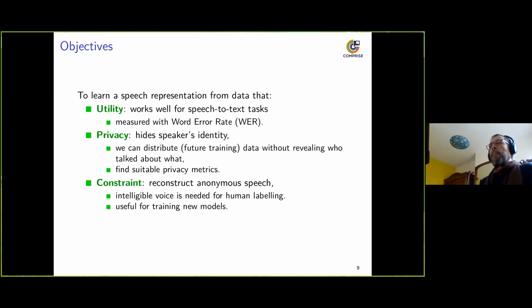And the constraint is the following: we should be able to reconstruct anonymous speech. That is, we want to have something after the transformation that is intelligible, because we need human labeling, because we will do weak labeling after the transformation.